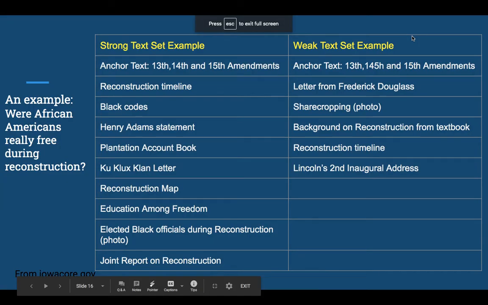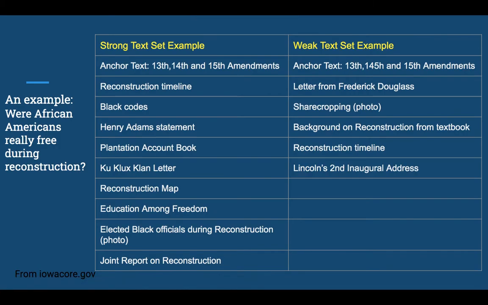They had this as their essential question: were African Americans really free during Reconstruction? So for the strong set, take a minute to look at the difference, and try to figure out, thinking about what I said makes a good text set.